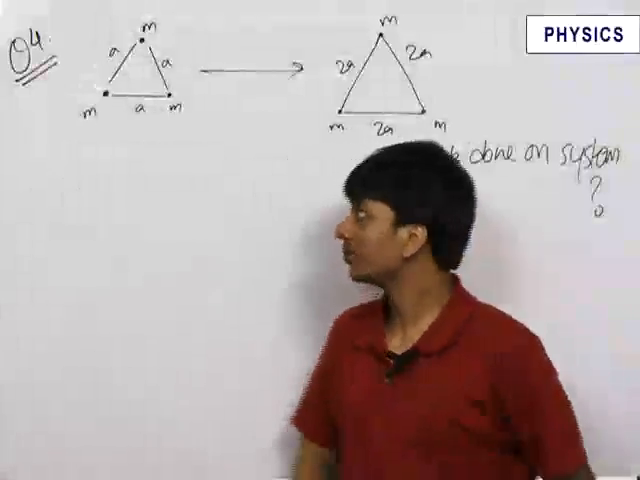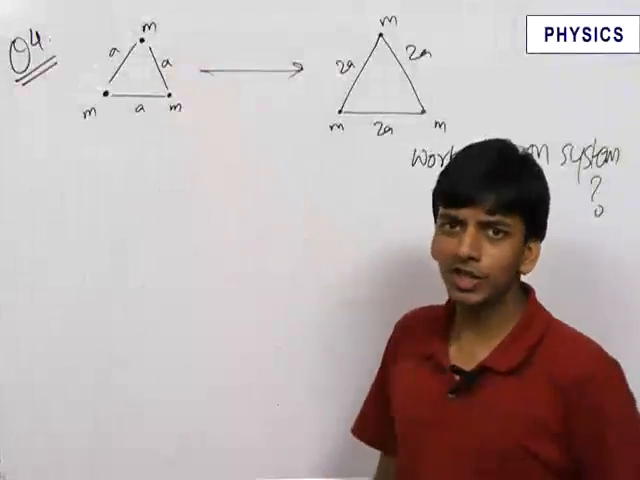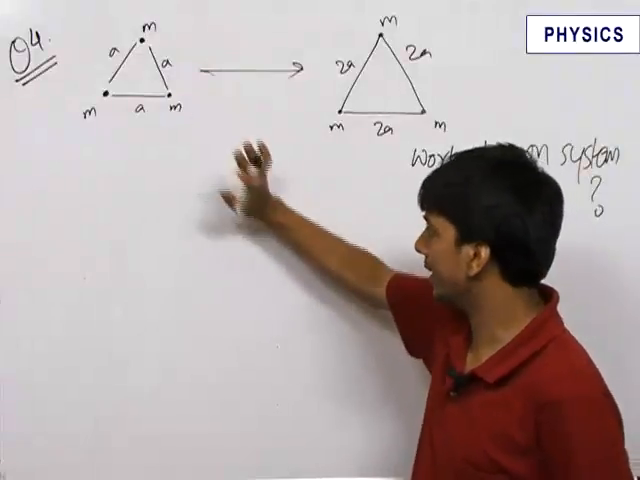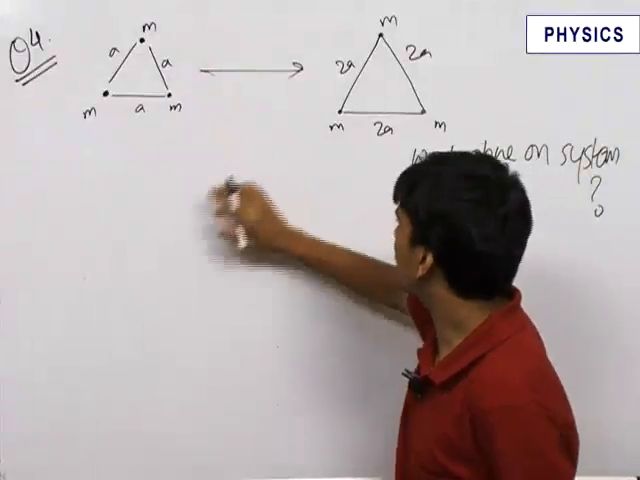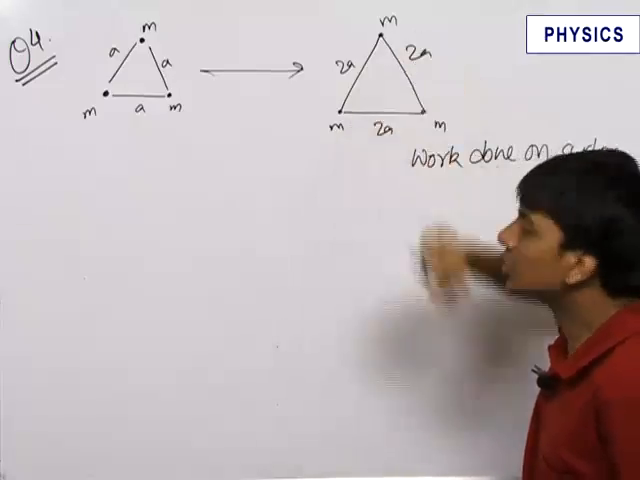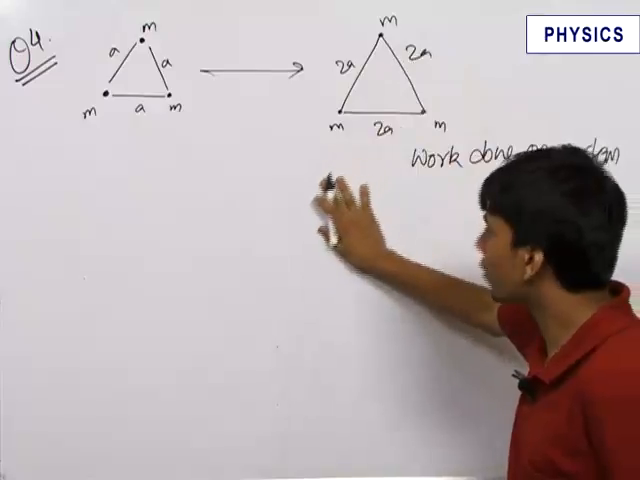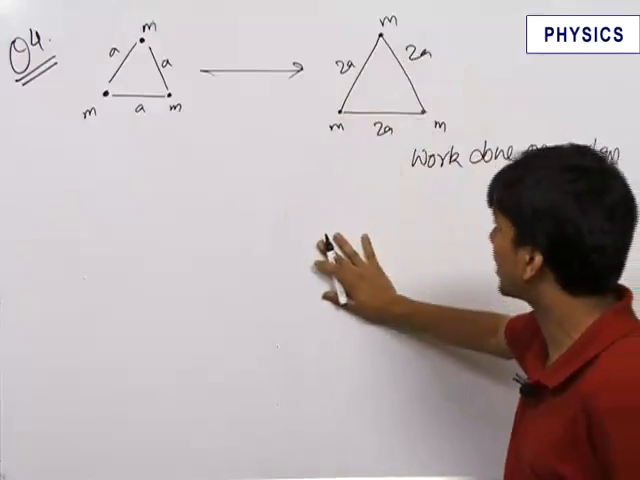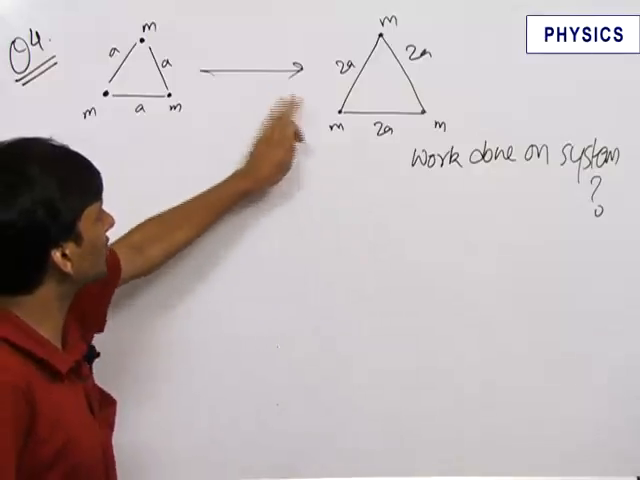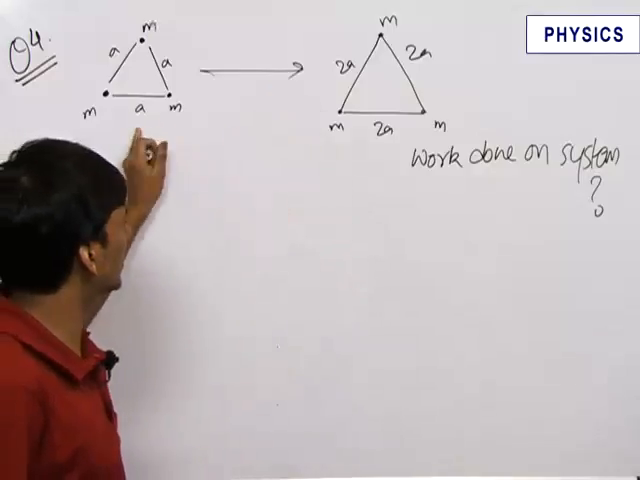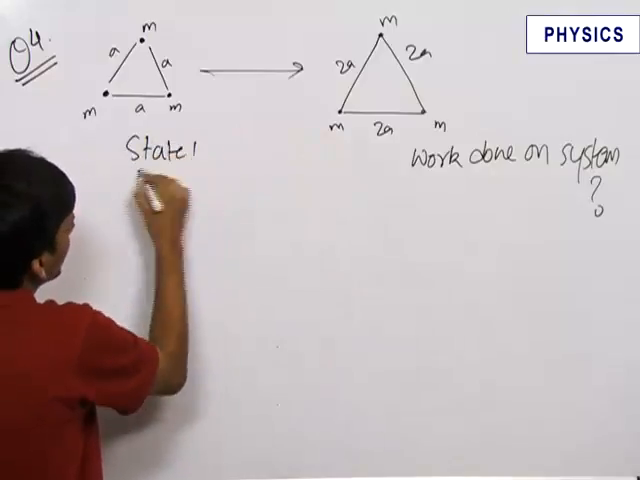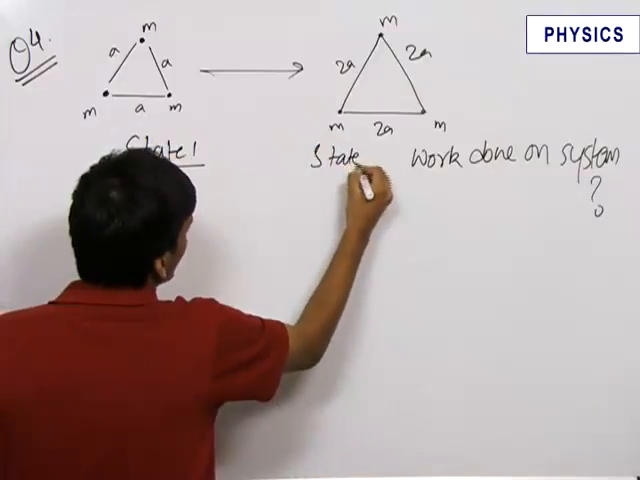Here in this question, we have a system of 3 particles each of mass m, which are kept at the 3 corners of an equilateral triangle of side a. This system is converted to a system in which the same 3 masses are at a distance 2a from each other, on the vertices of an equilateral triangle of side 2a. We have to find out the work done on the system so that the system goes from state 1 to state 2.